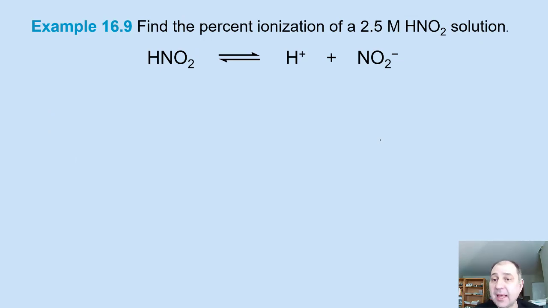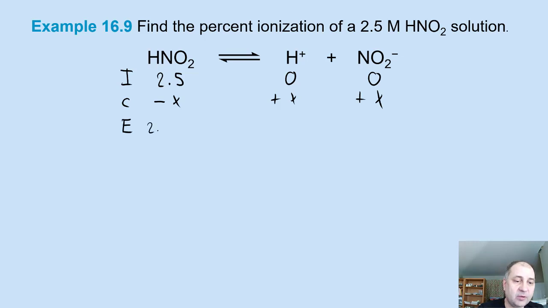So let's find percent ionization for an acid. This is nitrous acid, HNO2. I don't have the Ka here, but I will have to give it to you, or you cannot work this problem. So we set up an ice table and initial concentration of 2.5, 0, 0. This goes down by a factor of x, goes up by a factor of x, and then this is 2.5 minus x, and plus x, and plus x.